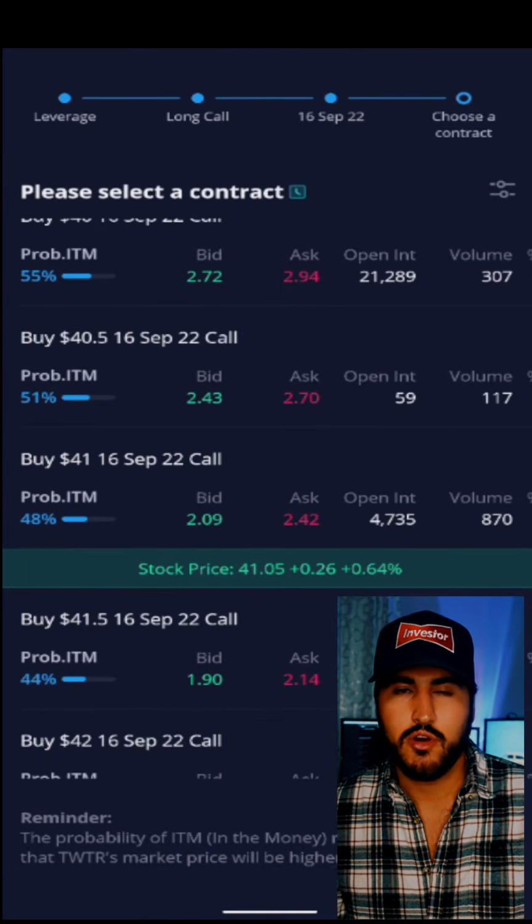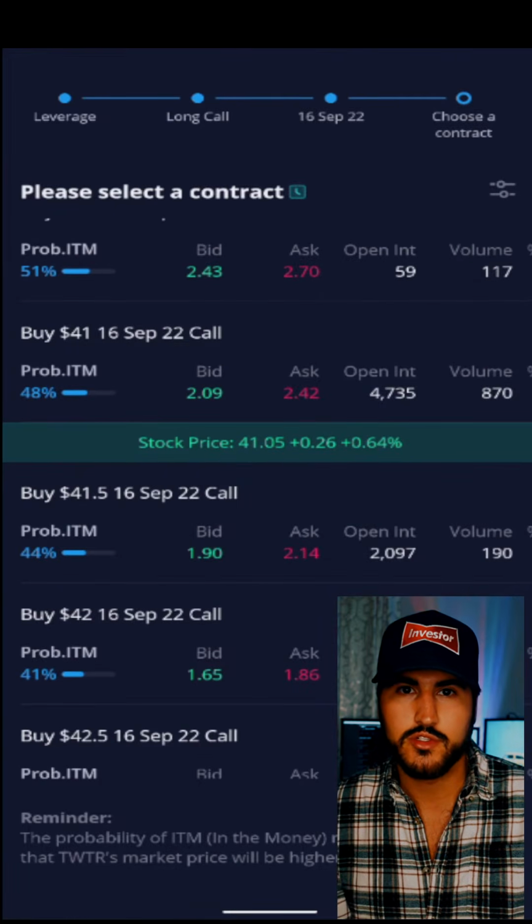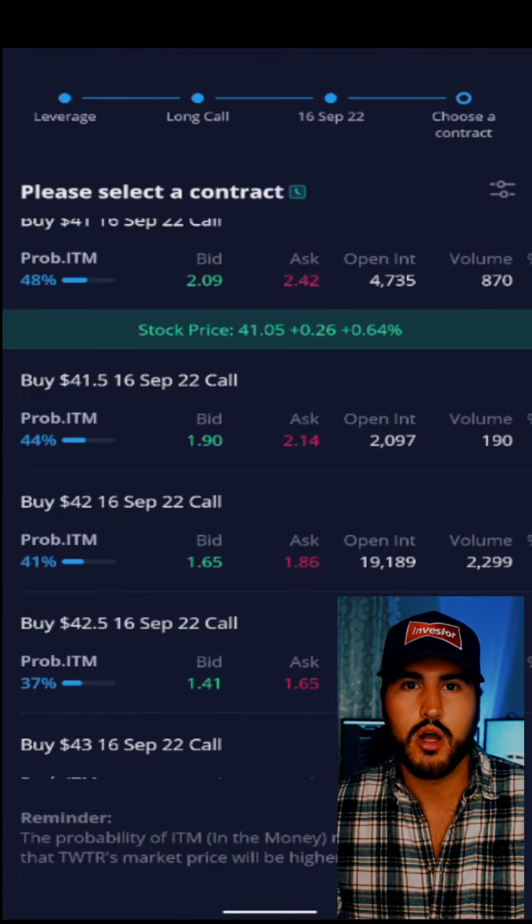Out of the money options are strike prices that are above the current price. For instance, the $41.50 strike is out of the money, the 42, the 43, the 44, and so forth.